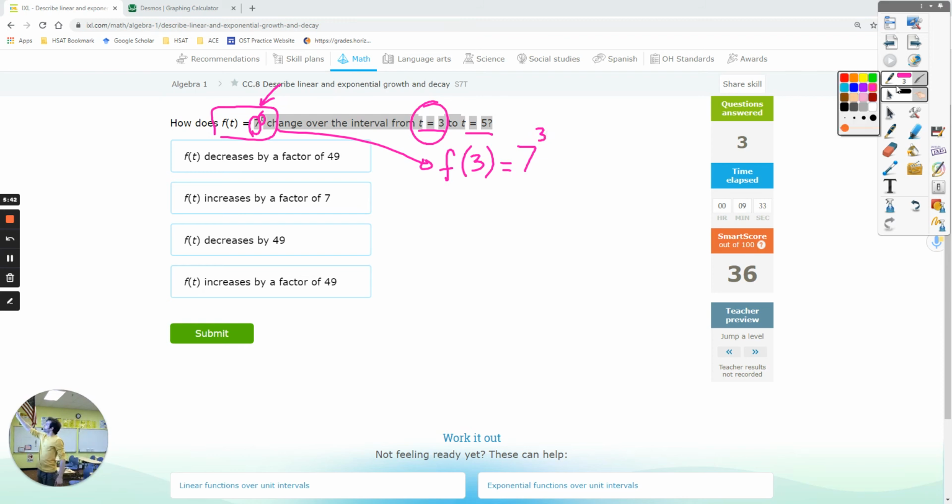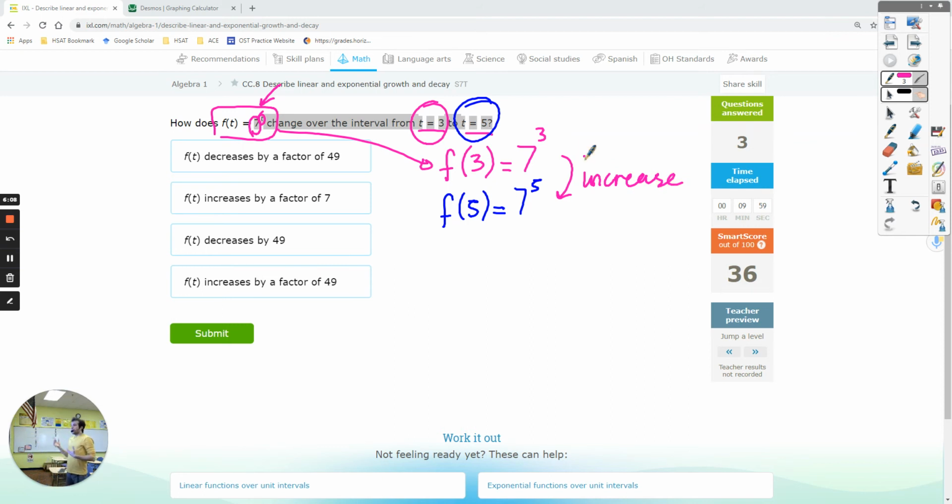Now I want to figure out what happens if t equals 5. F of 5, I don't want to see any t's. All of the t's are going to turn into 5s now. 7 to the power of 5. So now, what is that? Is it increasing or decreasing? That is the question. From here to here, what is going on? That's an increase.